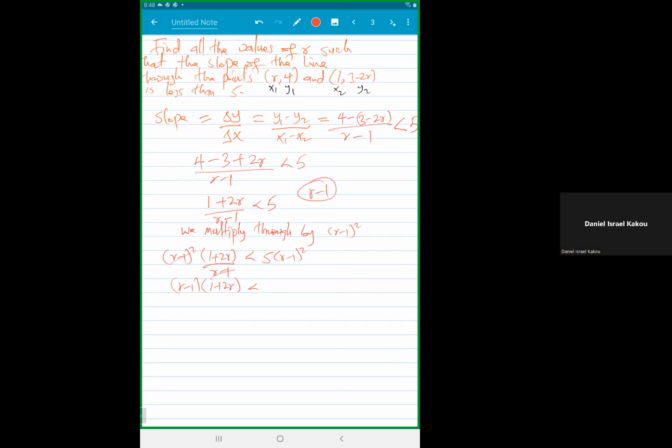I mean, it wouldn't have been the case if we were solving a question like 1 plus 2r over 5. Maybe, let me change the value, maybe 1 plus 2r over 4 less than 5. If this was the question we're solving, and we want to eliminate the denominator by multiplying through, we wouldn't have squared the 4. Why? Because obviously we can see 4 to be a positive number, right?